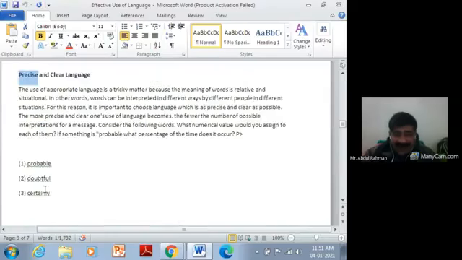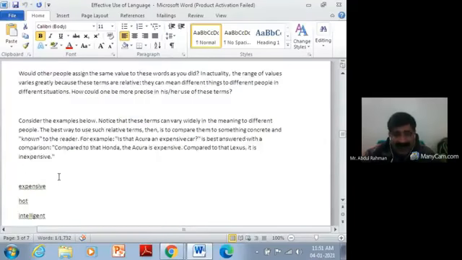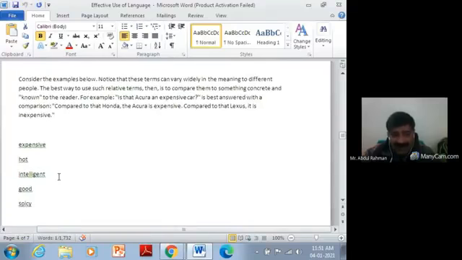So when writing any piece of document, you need to decide upon that language that is precise and at the same time clear in its meaning and expression. Then we have another example of precise and clear language: expensive, hot, intelligent, good, spicy, right? So always use words that are not only precise but at the same time clear.